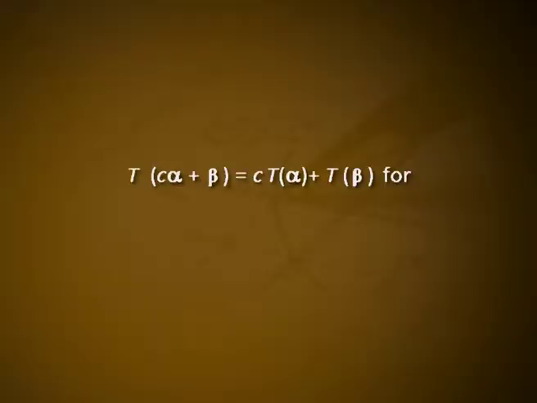Linear operator. Definition 2. A linear operator is a linear transformation from a vector space to itself. Hence, with V equal to W in definition 1, a function T from V into V is a linear operator if T of C into alpha plus beta equal to C into T of alpha plus T of beta for all alpha, beta belongs to V and C belongs to F.